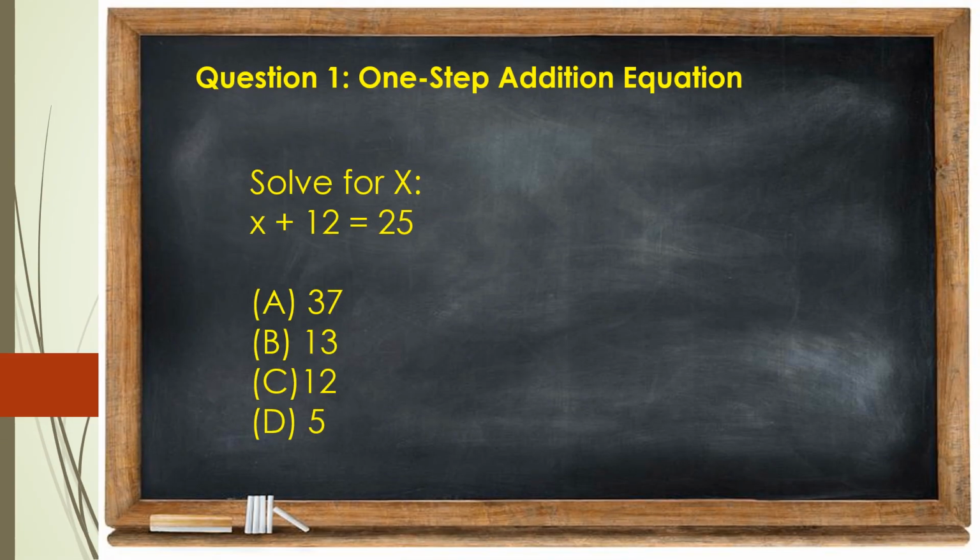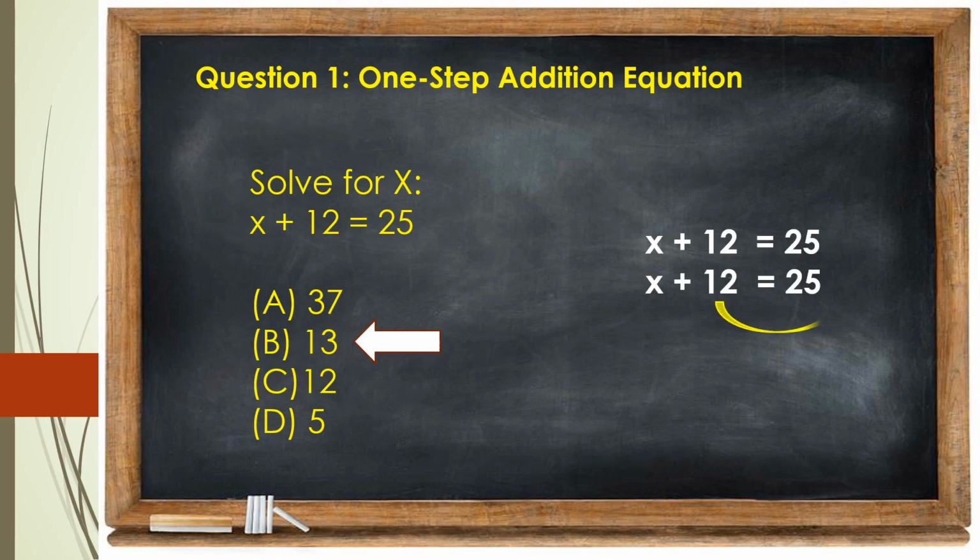Time's up. The correct answer is B, 13. Let us learn the golden rule of algebra. To solve for x, you must isolate it or leave it completely alone on one side of the equal sign. To do that, we need to move the positive 12 over to the other side. Whenever a number crosses the equal sign, its sign changes to the opposite.